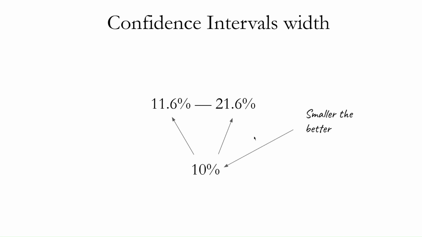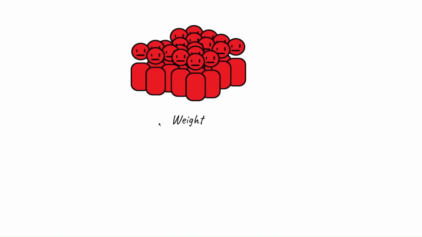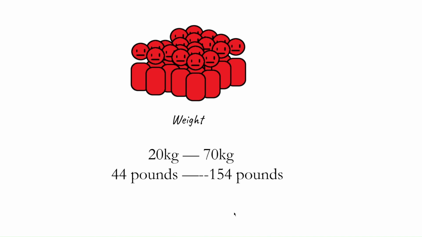Why do you need it to be small? I'm going to tell you right now. Let's take this example here. Let's say that this is a population, and you're trying to find the average weight of the people in the population. So you take a sample, find the average weight of the sample, and use the margin of error, and this is your result: 20 kg to 70 kg, 44 pounds to 154 pounds.